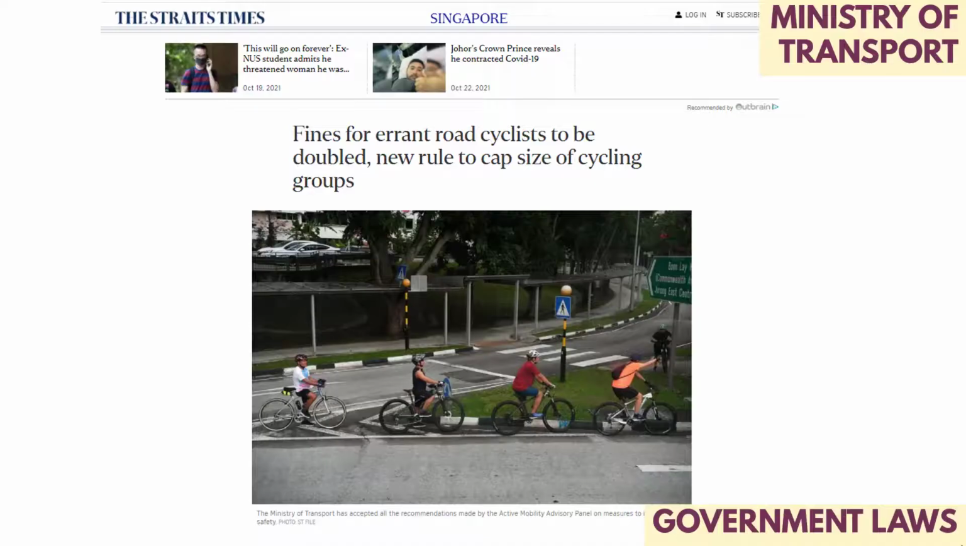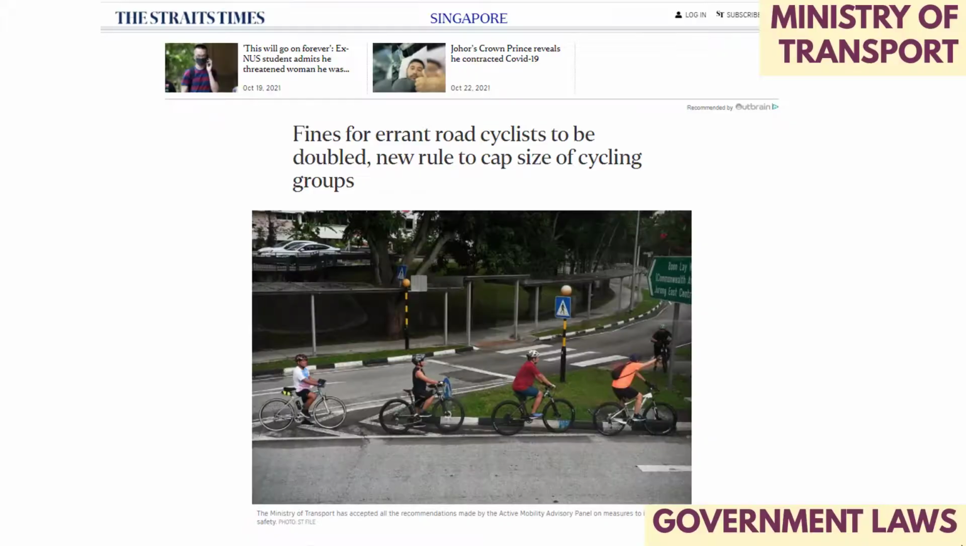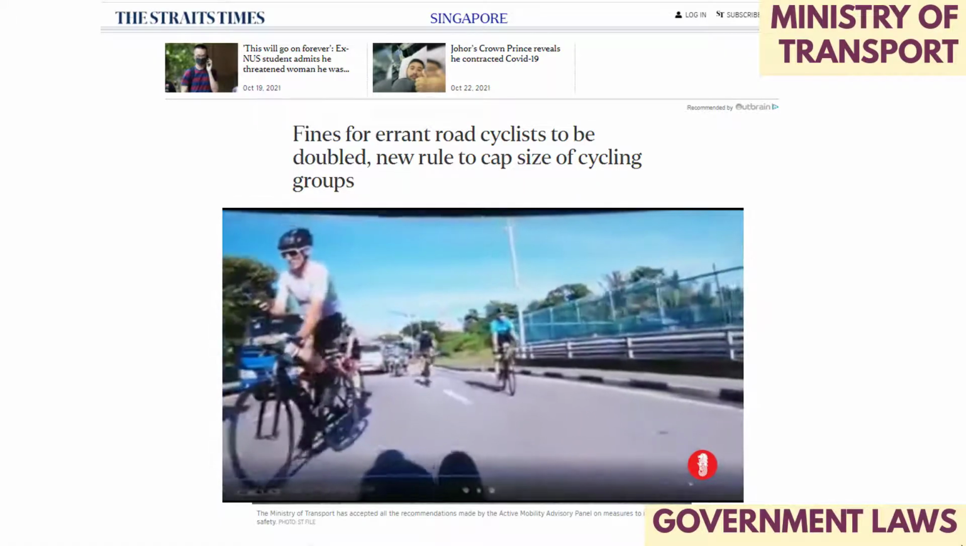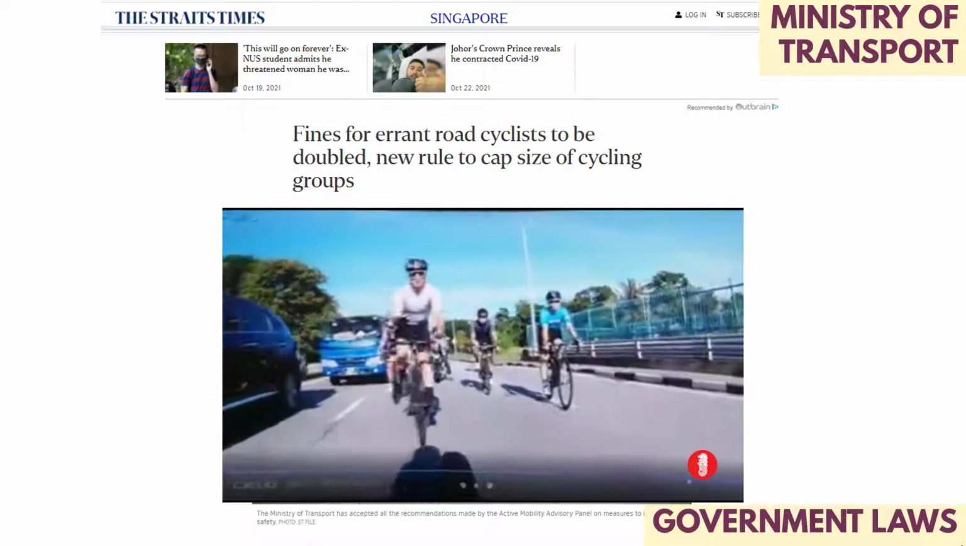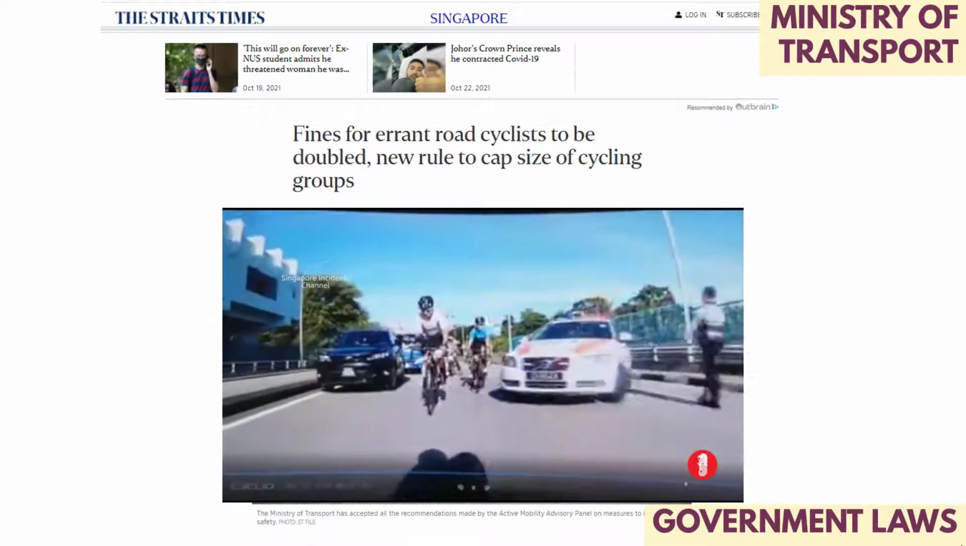Ka-ching. So, government laws. When Singaporeans or people who live in Singapore flout the laws, they will be penalized in terms of fines, in terms of jail terms, in terms of perhaps even capital punishment if it's serious enough a crime. So, we have fines for errant road cyclists to be doubled, new rule to cap size of cycling groups. So, this is to reduce the number of cycling groups by increasing the fine. Perhaps it acts as a deterrent to prevent people from cycling dangerously as a group on the road.